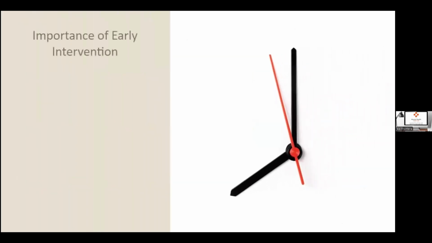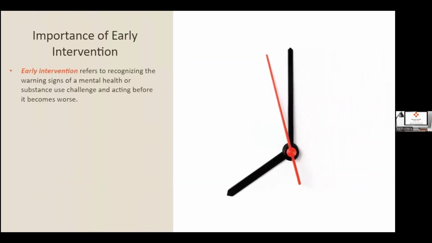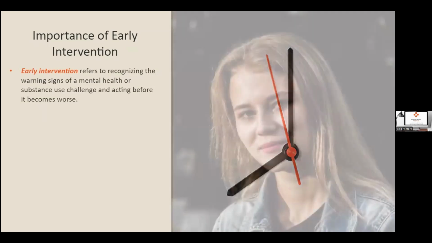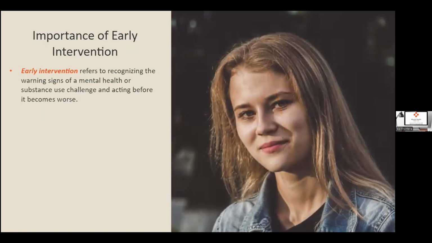When we say early intervention, we are referring to recognizing the warning signs of a mental health or substance use challenge and acting on it before it worsens. Early intervention is critical to positive outcomes. The earlier the intervention, the better the outcome. If a young person is impacted by childhood diabetes, we can imagine what a difference the correct diagnosis, treatment, and interventions might mean not just in their childhood but to their health throughout their life. Mental illnesses are no different.